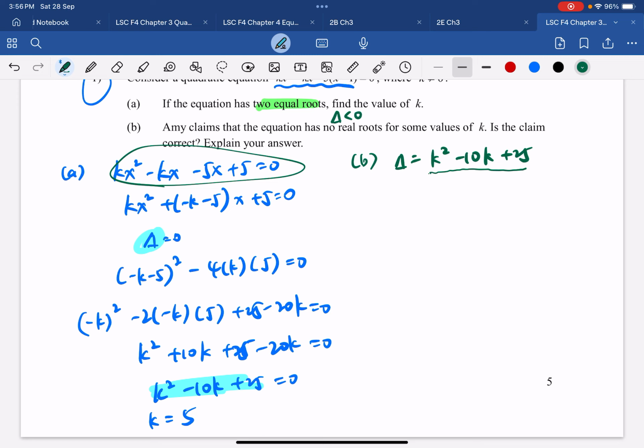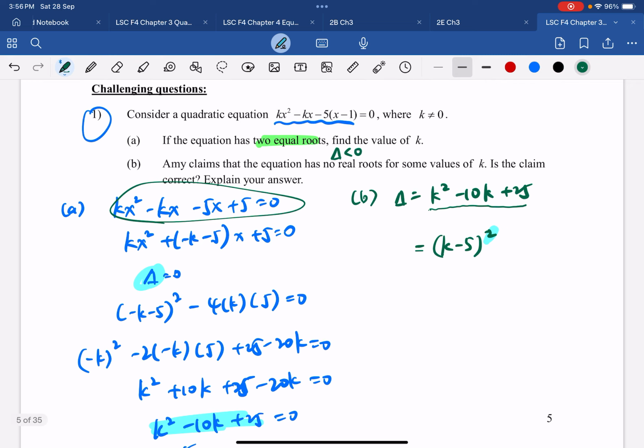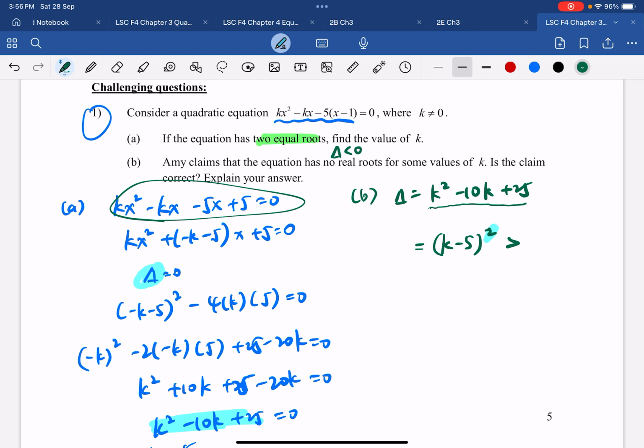For sure, we need to have some mathematical sense. You will find that this actually equals k minus 5 bracket squared. And if something is squared, then it must be greater than or equal to 0, which means it will not be smaller than 0. So it is incorrect. You can add a sentence to explain: because it will have at least one real root. Got it? So put a star for 1b.